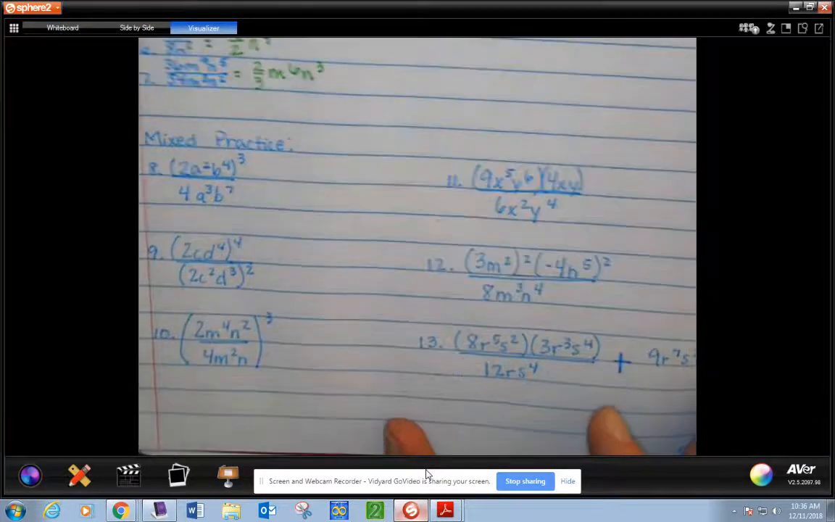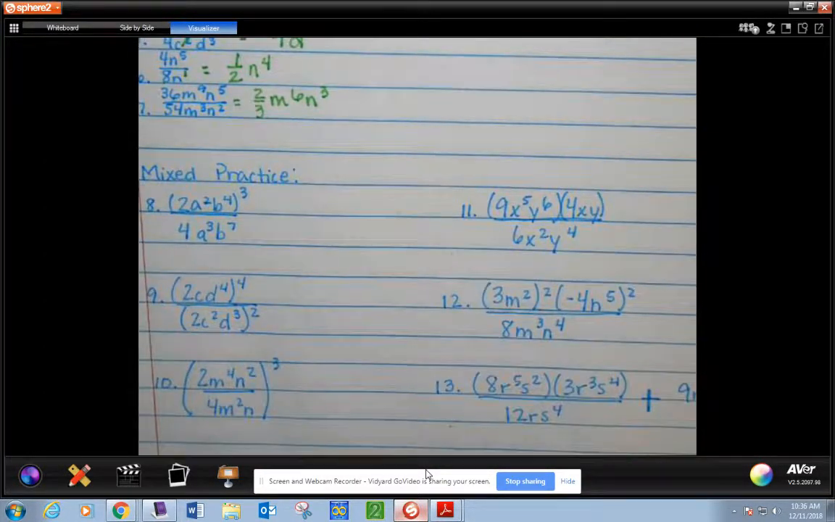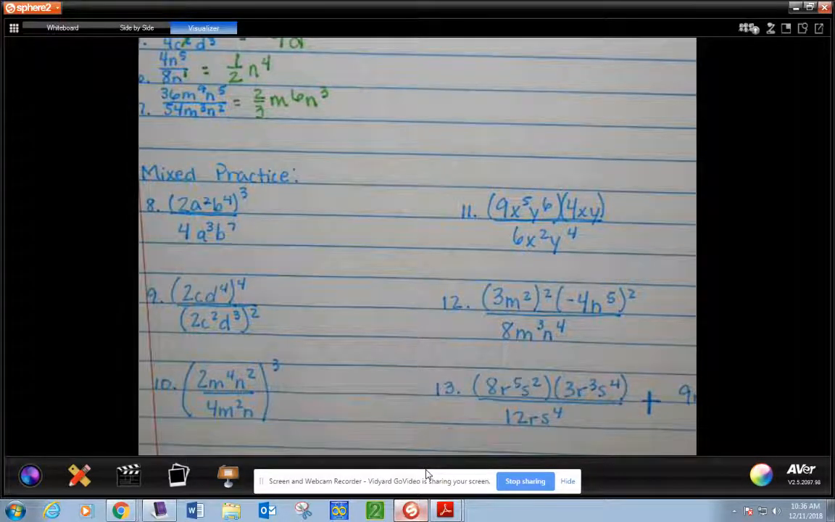So there are those examples. Sorry, I can't get all of 13 on the page, but I'll move it over in a minute. So if you want to pause and write those really quick, you can.